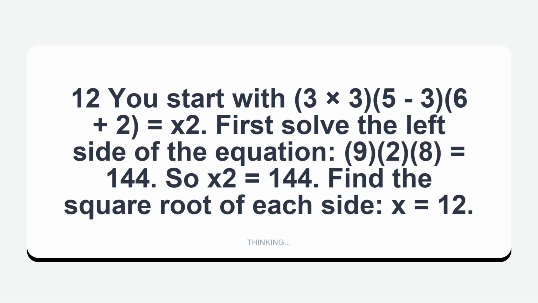12. You start with 3 times 3 to the 3, 6 plus 2 equals x squared. First solve the left side of the equation. 9 times 2 times 8 equals 144. So x squared equals 144. Find the square root of each side. x equals 12.